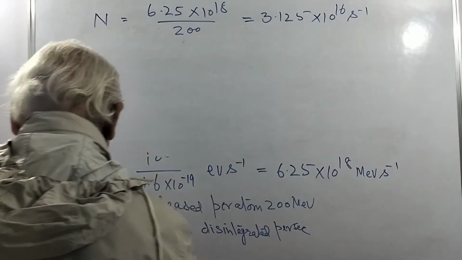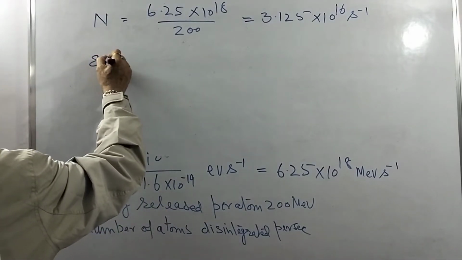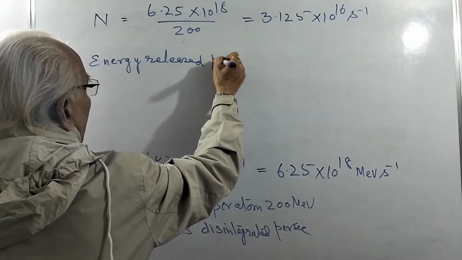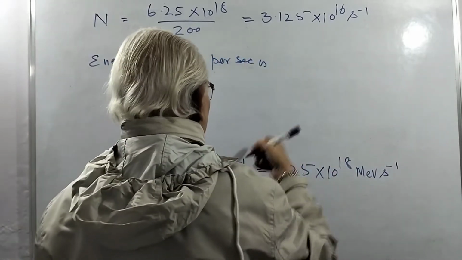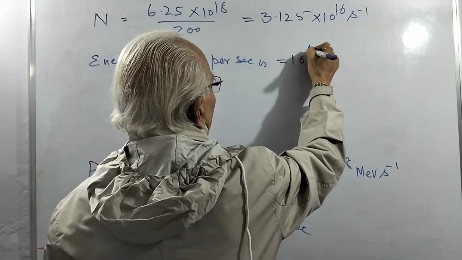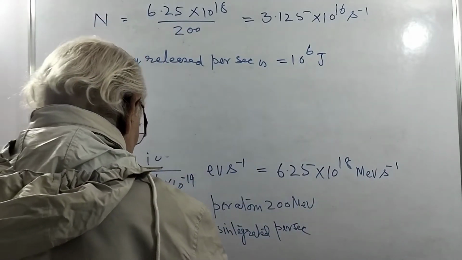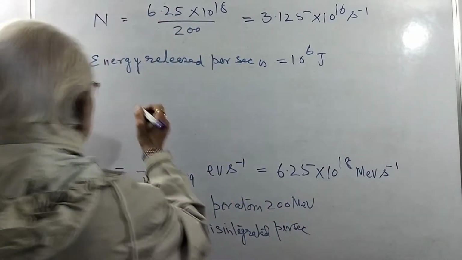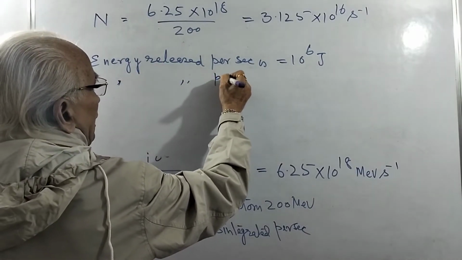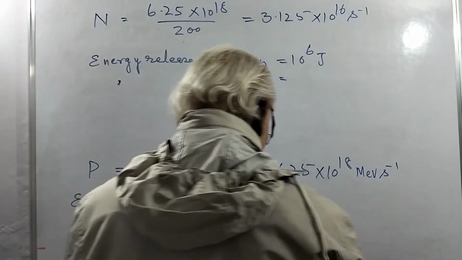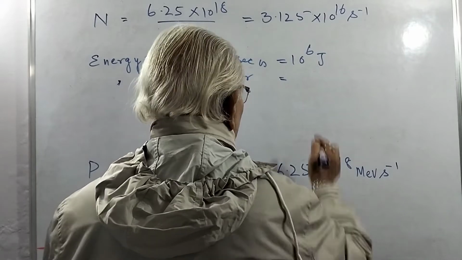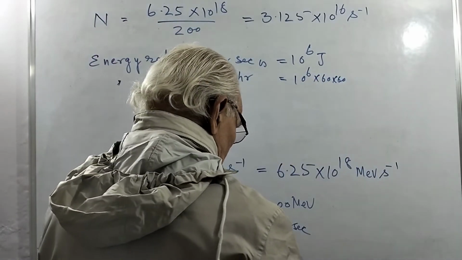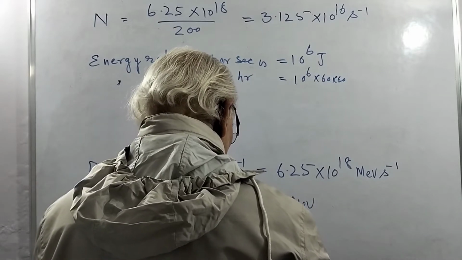Now the energy released per second is 10 to the power 6 joules. In 1 second, so much energy is released. Now we have energy released per hour, that is in 1 hour, so you multiply by the time. That is 10 to the power 6 into 60 seconds into 60 minutes, and this gives you the energy per hour.